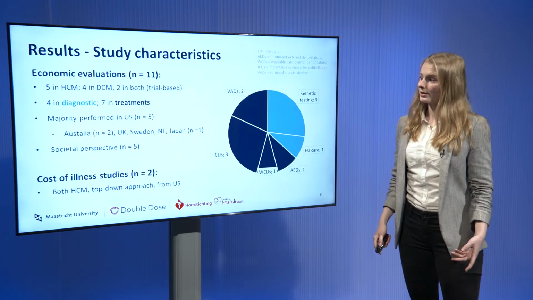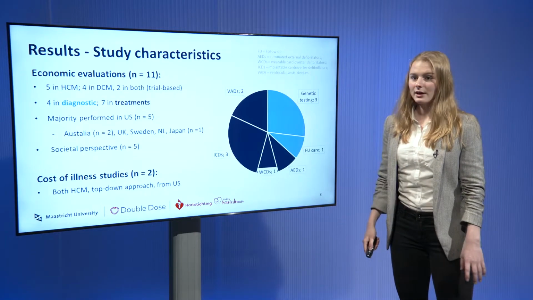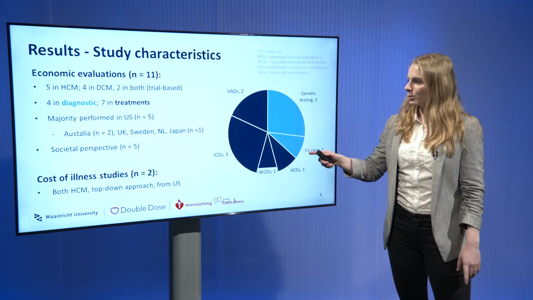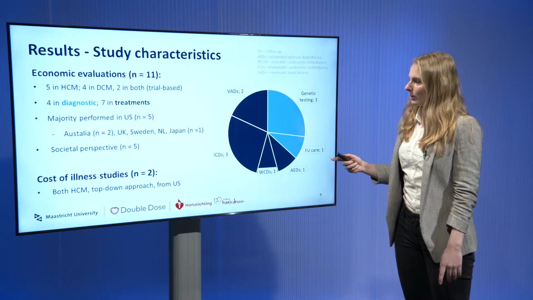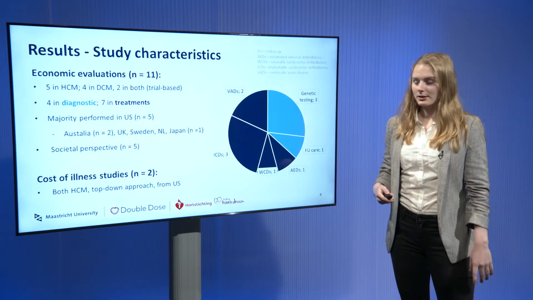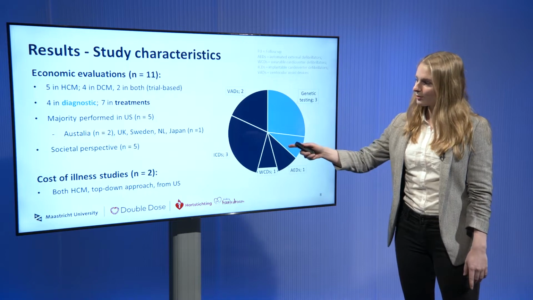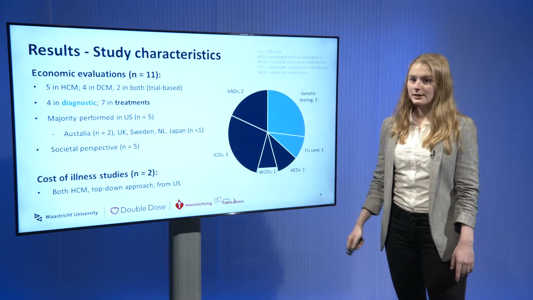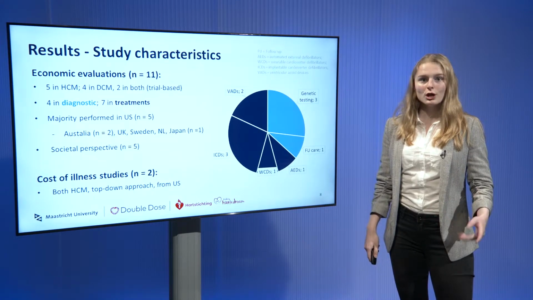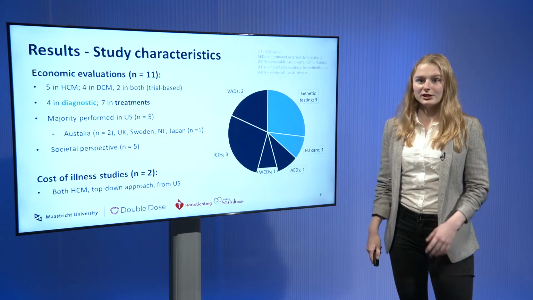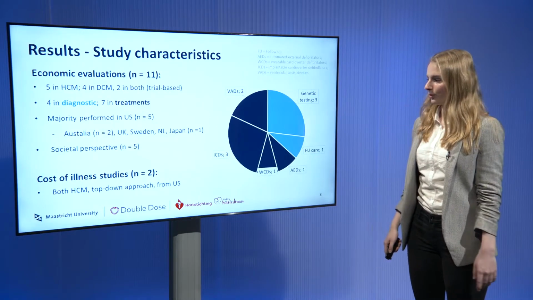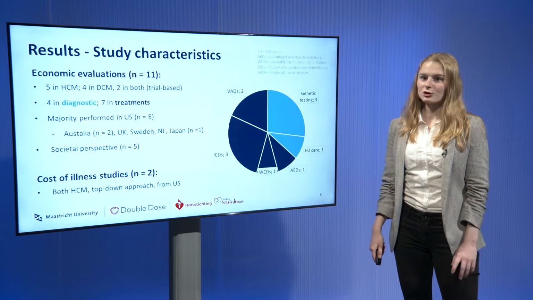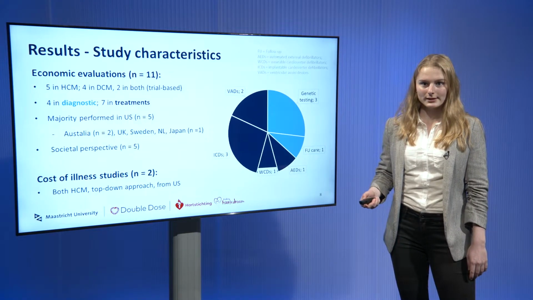The majority of studies were performed in the US, but there were also studies performed in Australia, and then the UK, Sweden, the Netherlands, and Japan each had 1 study. The societal perspective was chosen in 5 studies. Regarding cost of illness studies, we only identified 2 studies, and they are both in the field of hypertrophic cardiomyopathy. And both studies had the same approach, namely a top-down approach in the US.